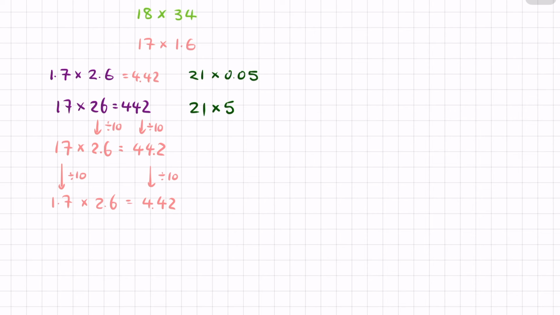Similarly, 21 times 5 is 105. If the length of sticks is reduced by 100 times, then the size of the gap is going to reduce by 100 times as well. Therefore, the final answer is 1.05.